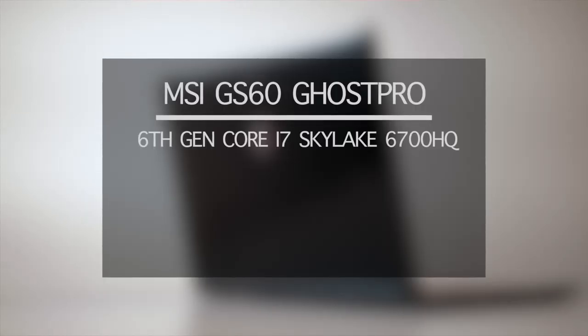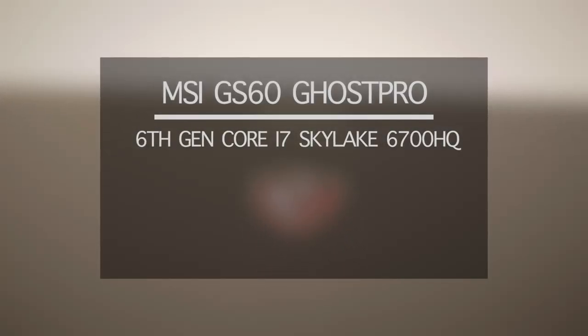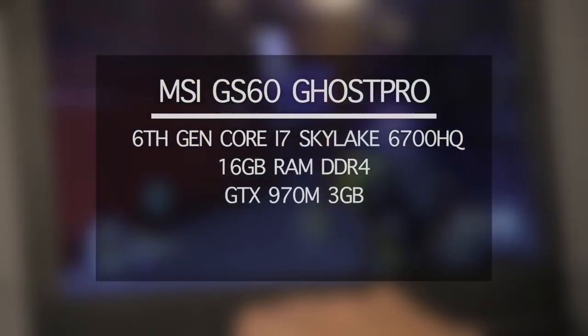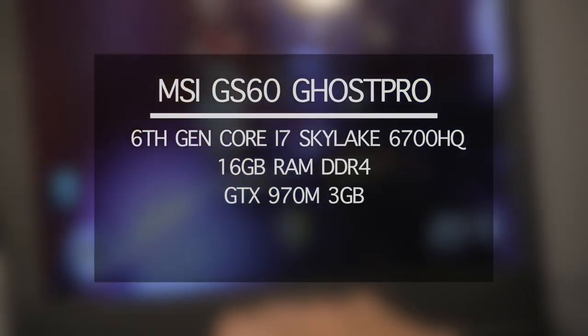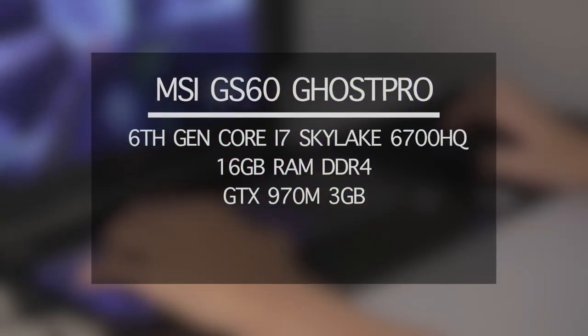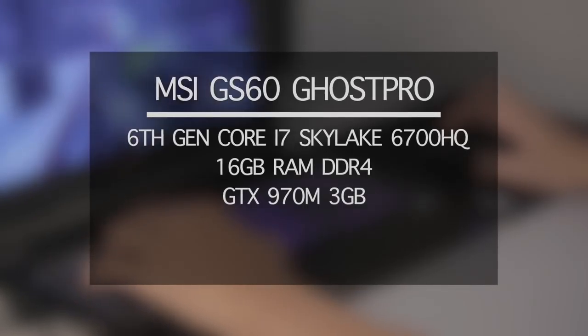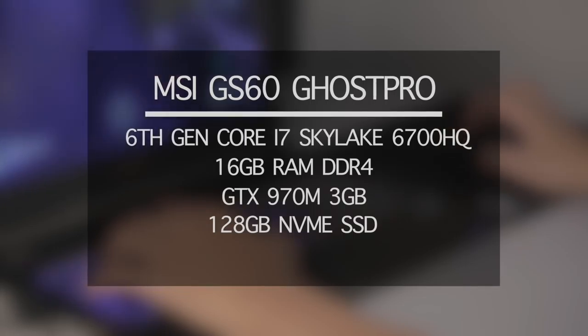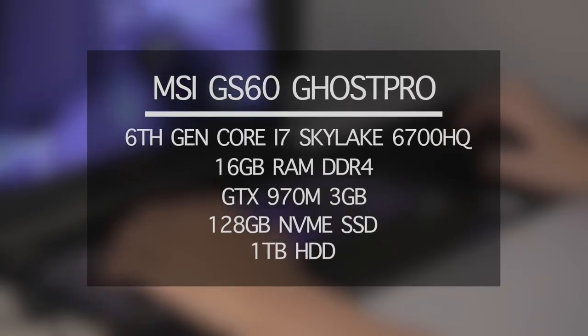What we have here in the GS60 Ghost Pro is a 6th generation Intel Skylake processor, which has a Core i7-6700HQ. Technically, it's one of the highest in terms of Core i7 processors on a laptop. 16GB of RAM, GTX 970 with 3GB of RAM as well. And it's GDDR5, which is the beneficial factor in a gaming laptop. 128GB of SSD via NVMe. And also 1TB of hard disk drive.